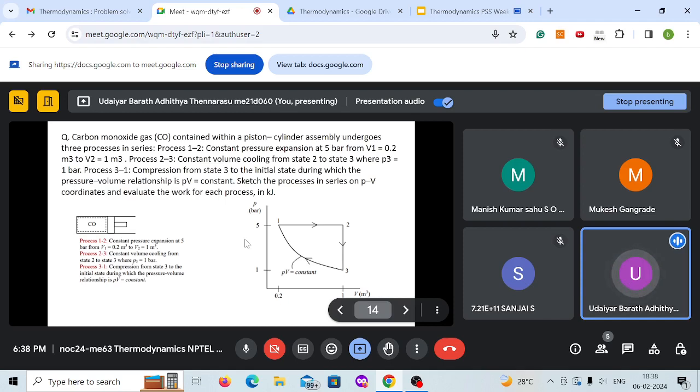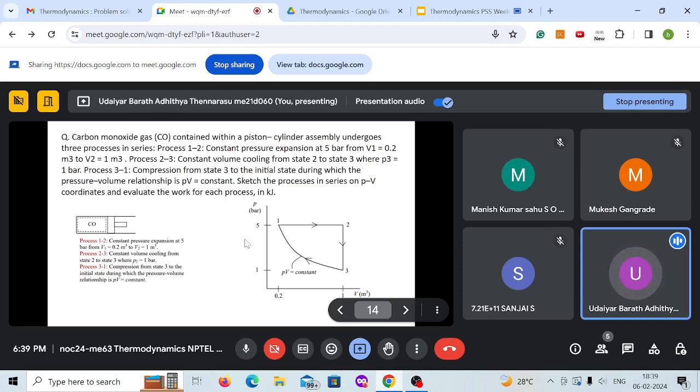So after that, 2 to 3, it's a constant volume cooling. So during constant volume, it's been cooled from state 2 to state 3. So now the pressure P3 is 1 bar. Then from 3 to 1, you are compressing from state 3 to the initial state, during which the pressure relation is PV equals constant. So this is an isothermal process, PV equals constant, and we know how to calculate work for it. We have already seen in the previous problem how to calculate for PV equals constant, and then also you know the work done for 1 to 2.